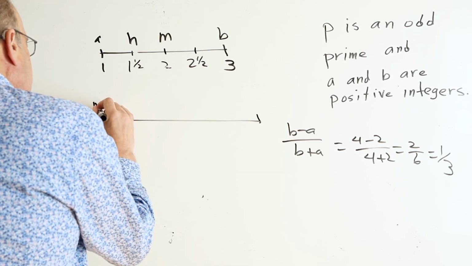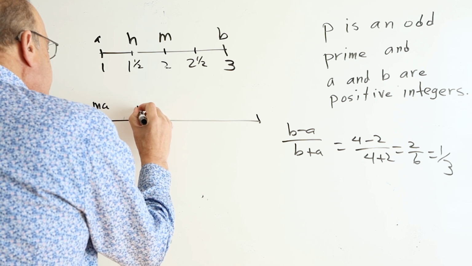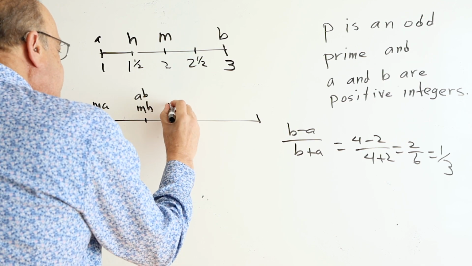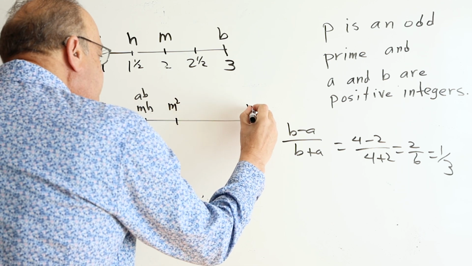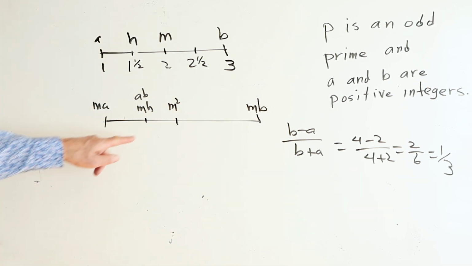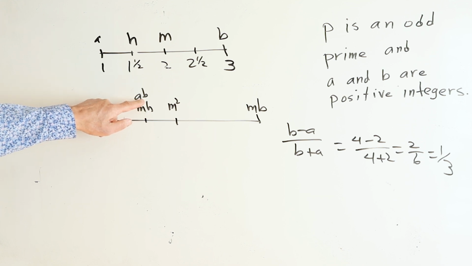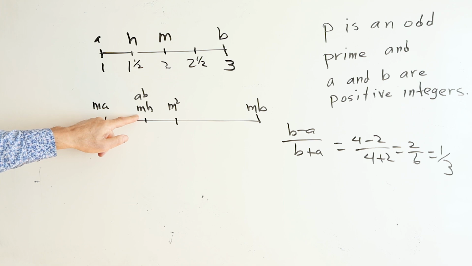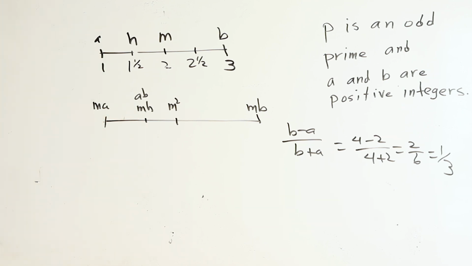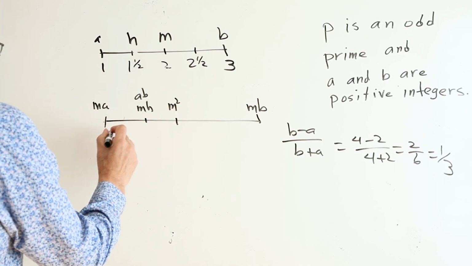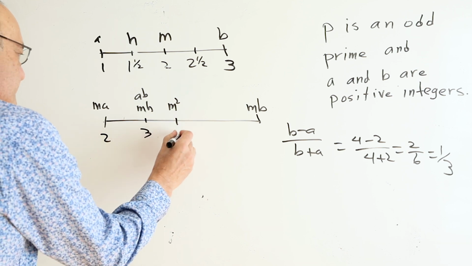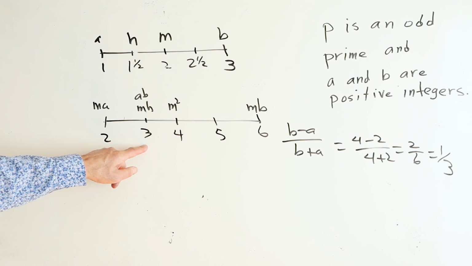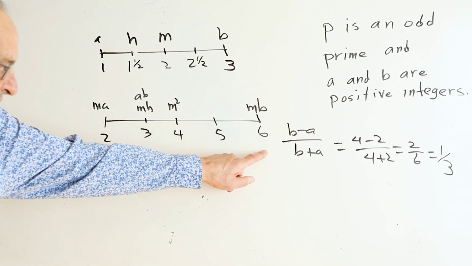A becomes MA, and H becomes MH, which is equal to A times B. And M becomes M squared, and B becomes MB. Now this is going to be a whole number because MH is equal to A times B. So if this is a whole number and this is a whole number, AB is a whole number. So MH will be a whole number. So we're going to end up with, we're multiplying by 2. So this will be 2, 3, 4, 5, and 6. And we can see that 3 times 4 equals 2 times 6.